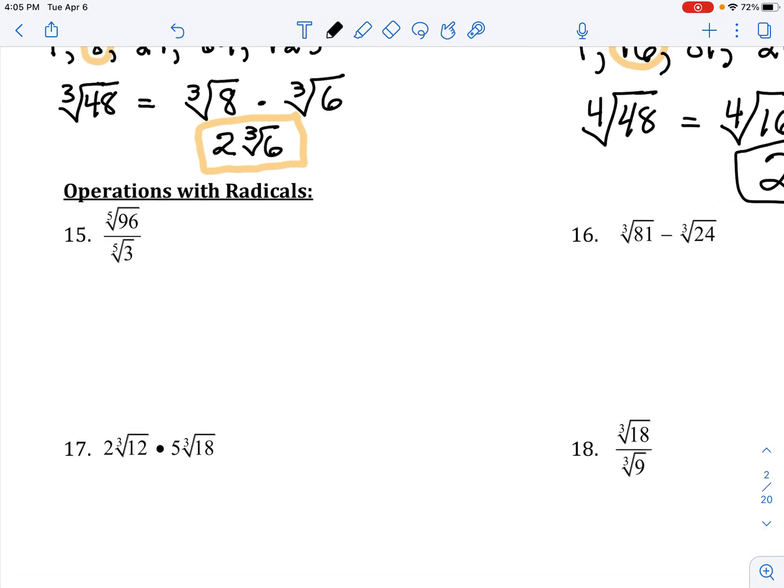For number 15, those are both cube roots. And so therefore we are able to divide the 3 into the 96. So 3 divides into 96, 3 times 32. So this becomes, oh, it's not the cube root, it's the fifth root of 32. And we've already done that one. We're looking for the integer that when you multiply it by itself 5 times, you get 32. So that's 2.